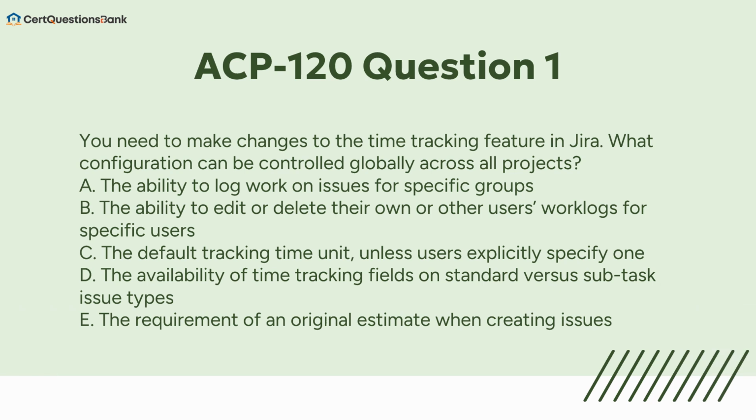You need to make changes to the time tracking feature in Jira. What configuration can be controlled globally across all projects? A. The ability to log work on issues for specific groups. B. The ability to edit or delete their own or other users' work logs for specific users. C. The default tracking time unit, unless users explicitly specify one. D. The availability of time tracking fields on standard versus sub-task issue types. E. The requirement of an original estimate when creating issues.